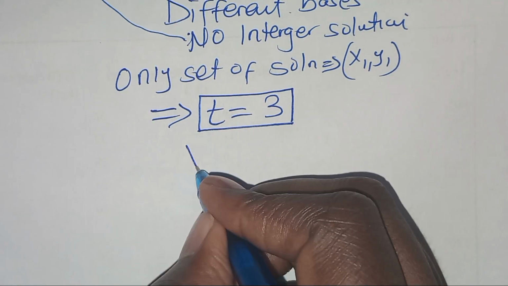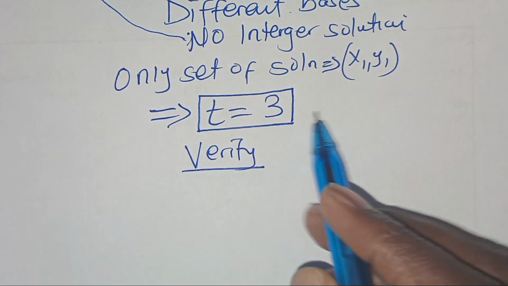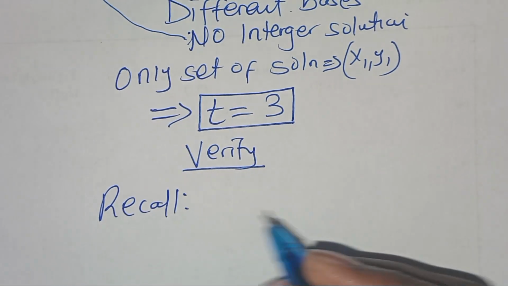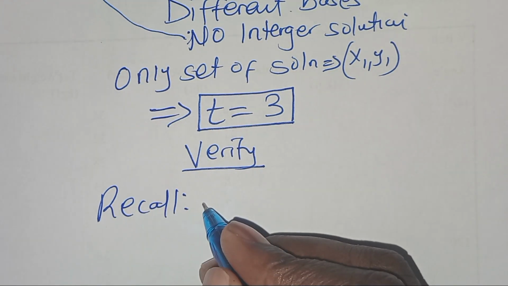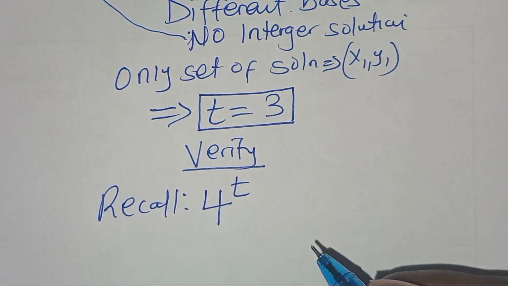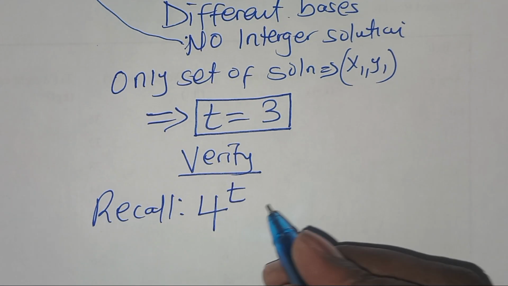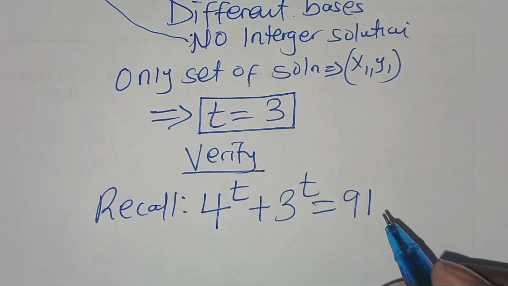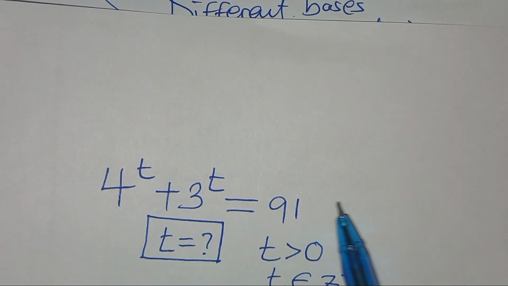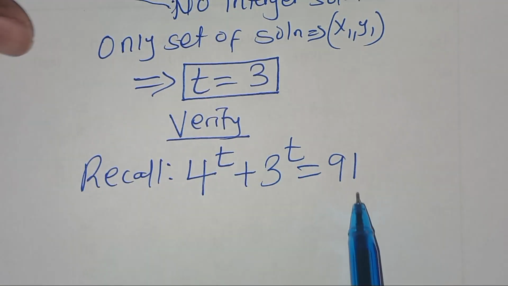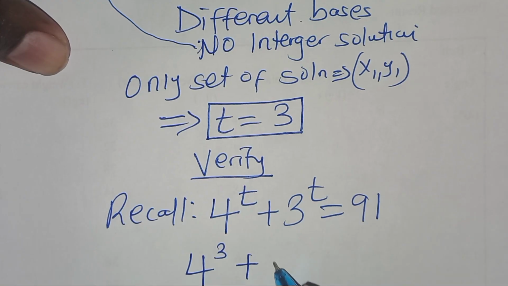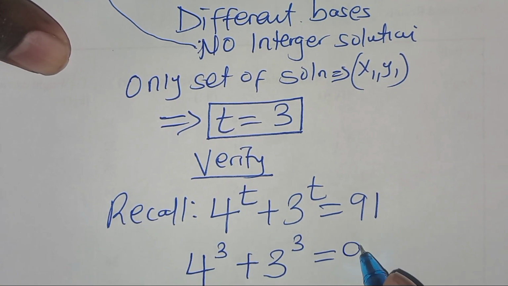So let's verify that this value of t satisfies the equation. Now, if you recall, 4 to power t plus 3 to power t should give us a value of 91, as you can see here. So substituting the value of t, which is 3, we have 4 to power 3 plus 3 to power 3. This should give us a value of 91.